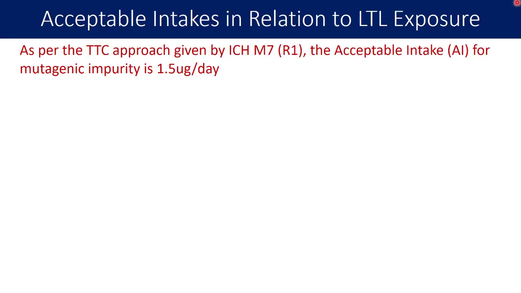If you go to ICH M7R1, that talks about how one can control the impurities which are DNA reactive or mutagenic in nature. And then you will find the TTC approach mentioned over there to set the acceptable intake for mutagenic impurities. According to the TTC approach, the acceptable intake, or AI, for a mutagenic substance is said to be not more than 1.5 micrograms per day.